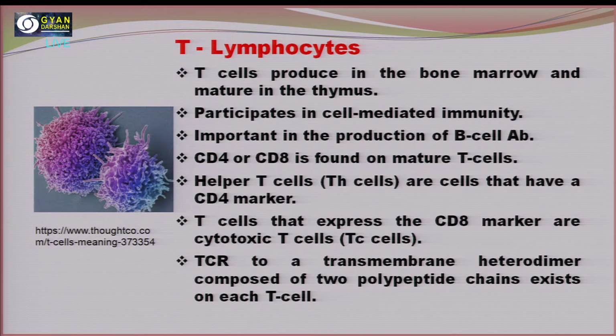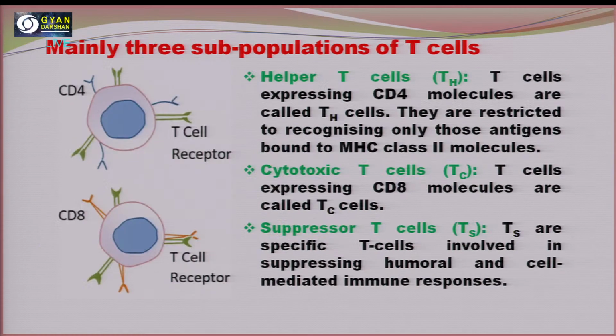CD4 and CD8 are found on the mature cell. It is very important. There are receptors, or you can say particular proteins, present on the surface of the T cells. They will recognize particular organisms. The helper T cells have the CD4 marker, and T cells that express the CD8 marker are cytotoxic cells. The TCR is a transmembrane heterodimer composed of two polypeptide chains that exists on each T cell.